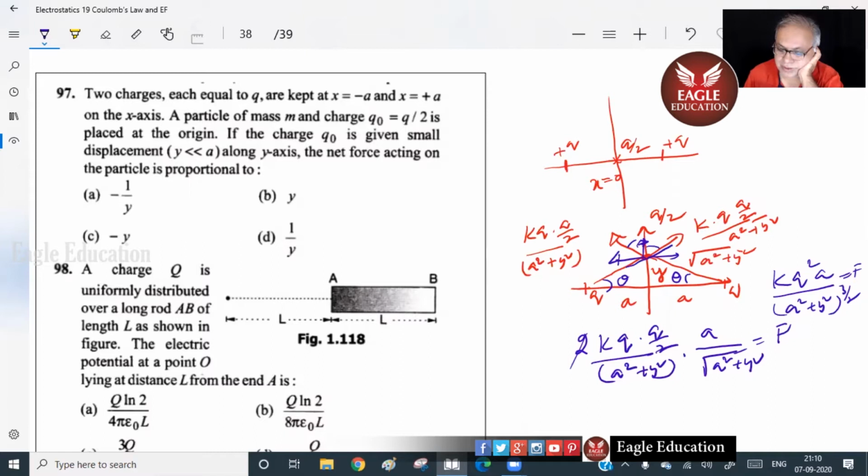This is theta, that will be theta. So I get... What is this? I don't know. So sine theta or cos theta will get here.